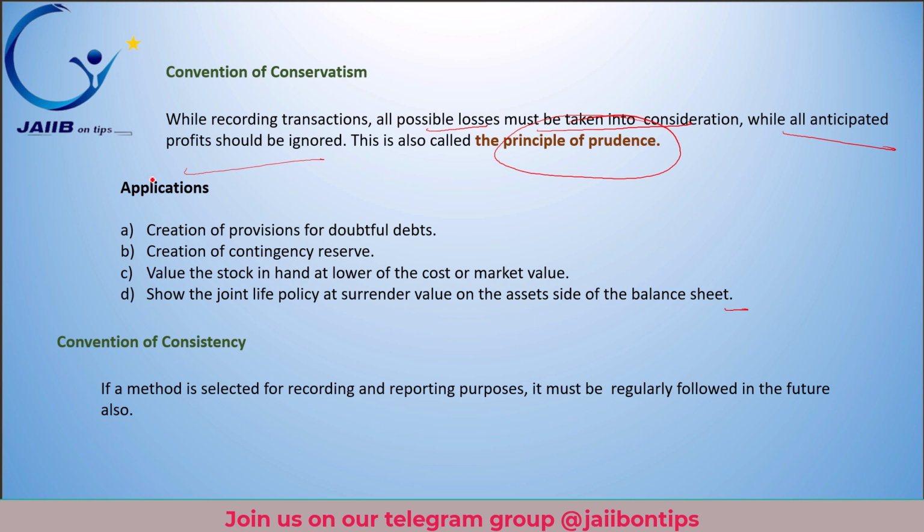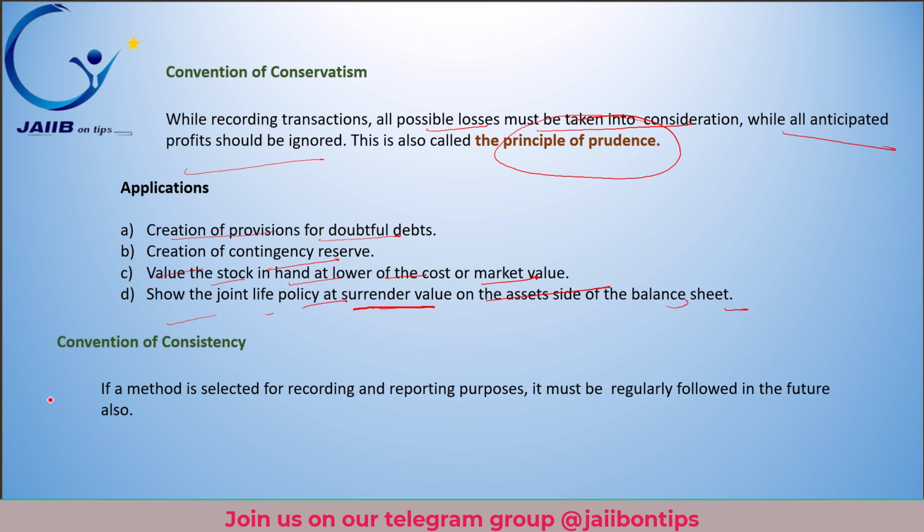What are the applications of convention of conservatism? Creation of provision for doubtful debts, creation of contingency reserve, value the stock in hand at lower of the cost or market value, show the joint life policy at surrender value on the asset side of the balance sheet. Next one is convention of consistency.